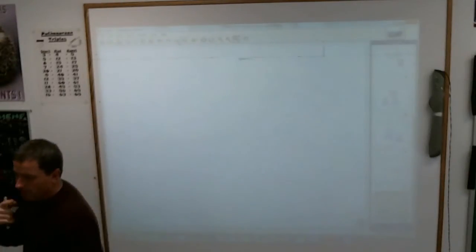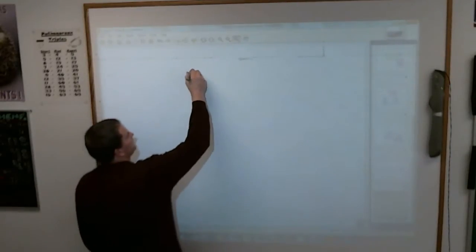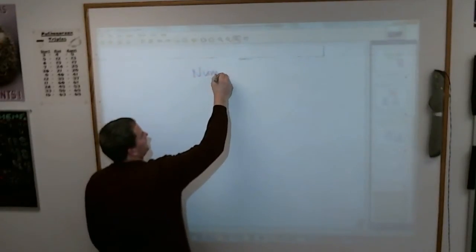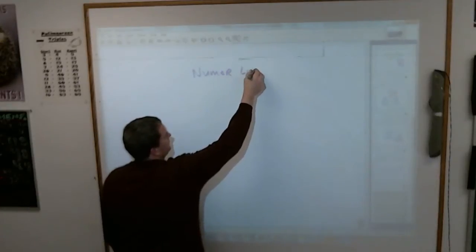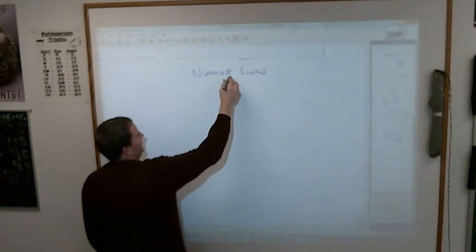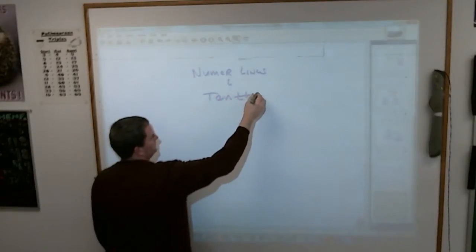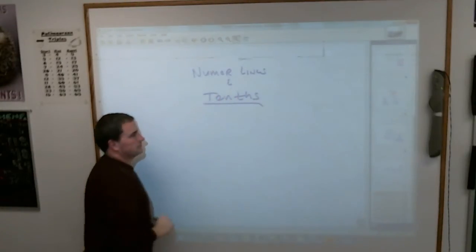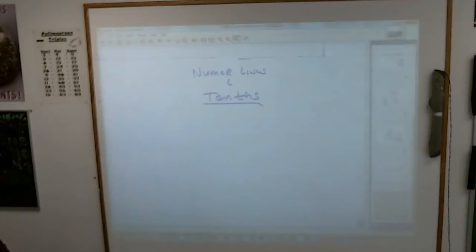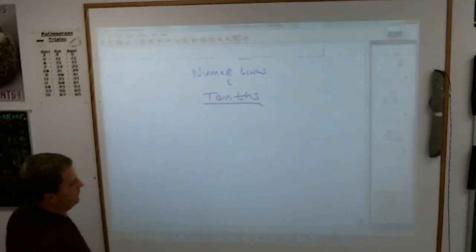We've got a couple things to do. First of all, number lines. And this is the important part here, tenths. Just a small yet important thing to remember about number lines and tenths.